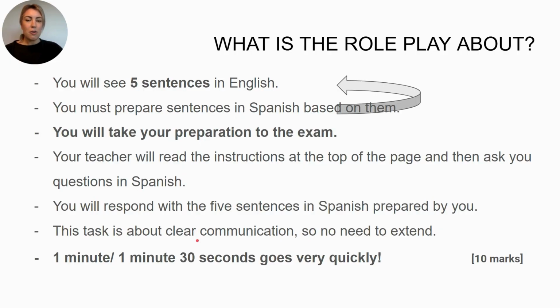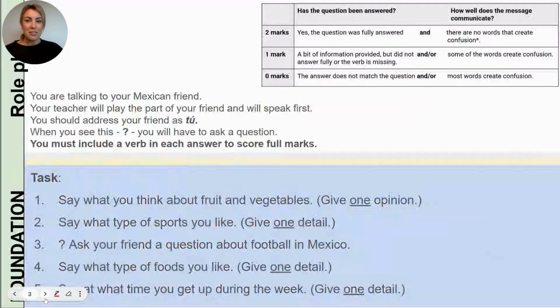Now, this goes very, very quickly. It's between 1 minute and 1 minute and 30 seconds. And it's really important that you keep your answers short and you just stick to the instructions. So let's take a look together at what to do.